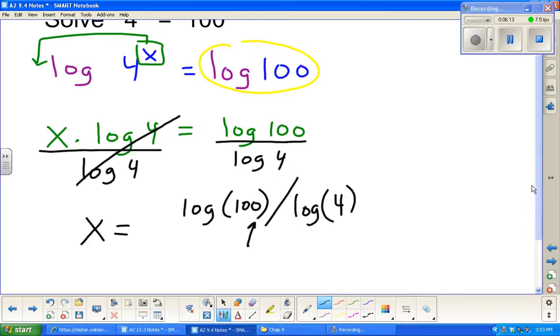And this should get you an answer of right around 3.32 something. Okay, and that would be our value for x in this case. So make sure you type that in on the calculator. You've got to practice that step there and kind of verify the answer there.